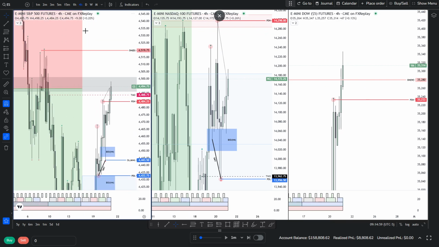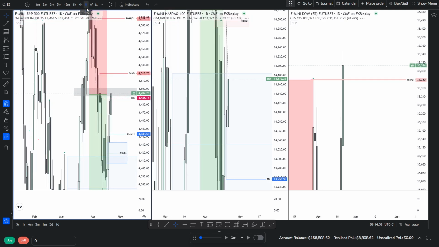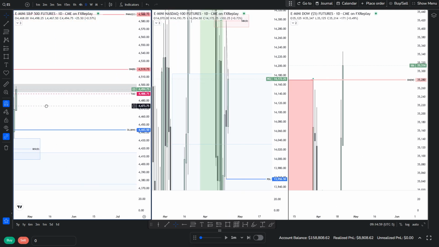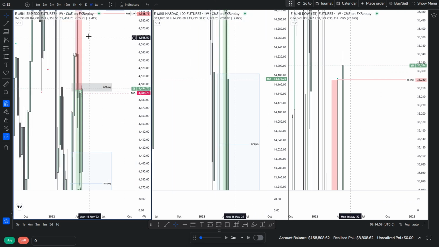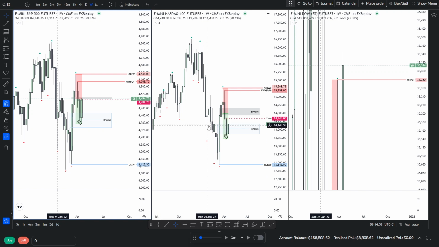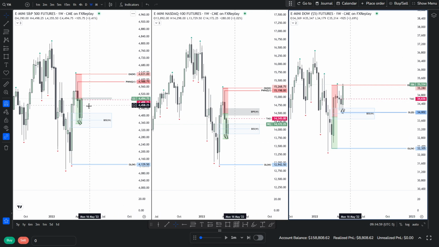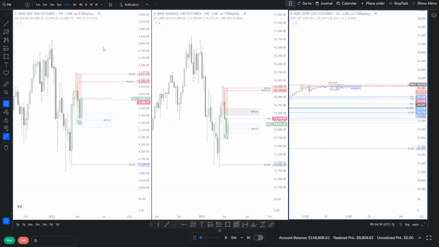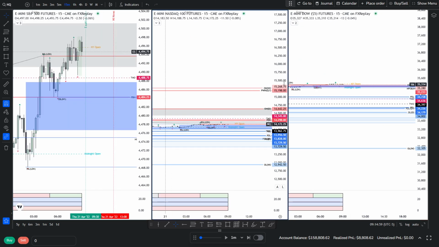ES, daily. Maybe that's a weekly then. Okay, so ES is inside of the weekly BPR. 260, 268. Okay. So yeah, right now I would still be leaning towards bullish price action.